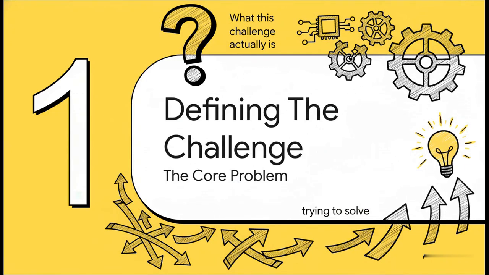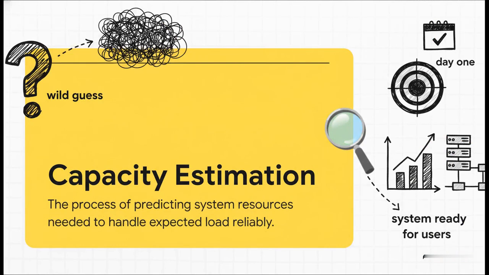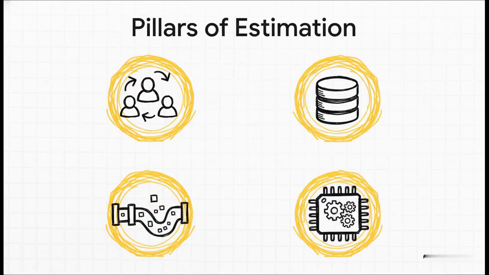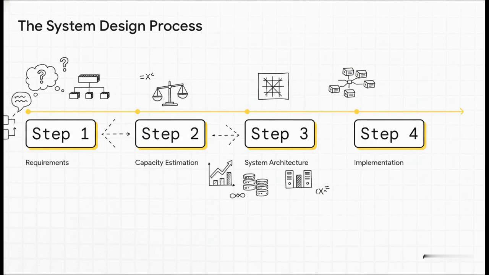Okay, so let's really define this challenge. What exactly is the problem we're trying to get our heads around here? At its heart, capacity estimation is all about moving from a wild guess in the dark to a really educated forecast. It's the process that makes sure your system is actually ready for your users from the second you launch. And we do this by looking at four main pillars. First, there's traffic. That's just how many people are using your site. Then, storage, all the data they're creating. Next up, bandwidth. That's the network they're using to connect. And finally, compute, which is just a fancy way of saying the server horsepower you need to make it all work.